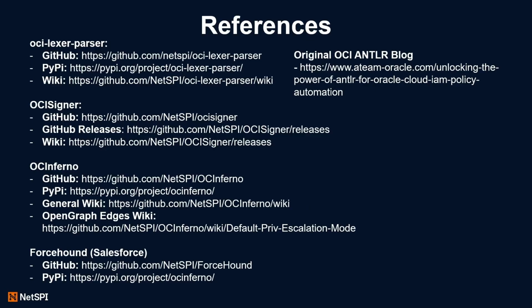So I've got OCI Lecture Parser, OCI Signer, OCI Inferno, which was all the OCI content. If you're interested in Salesforce, check out Forcehound. And then just a link to, again, the original OCI ANTLR blog, so credit to that for the original implementation or documentation regarding using ANTLR for OCI IAM policy statements. That's pretty much it. Like I said, all these tools are open source, free to use, pip install, git clone, whatever you would want to use there.